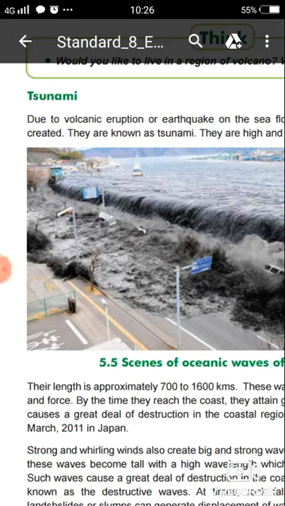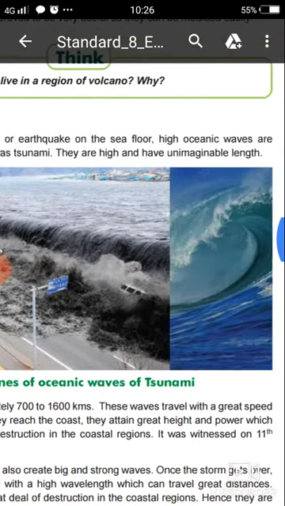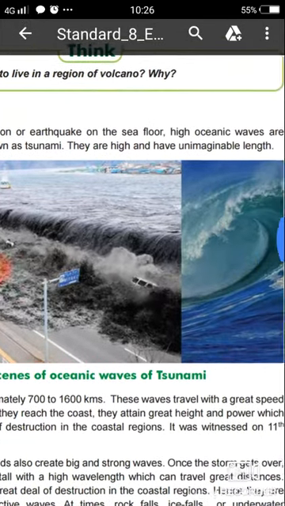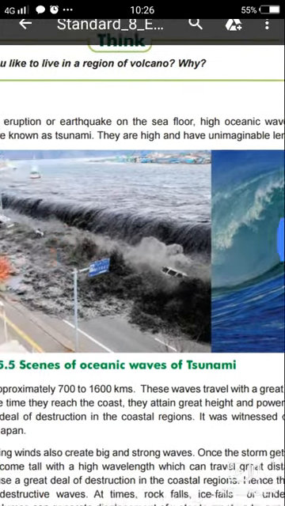Students, the topic here is tsunami. Due to volcanic eruption or earthquake on the sea floor, high oceanic waves are created. They are known as tsunami. They are high and have unmanageable length.